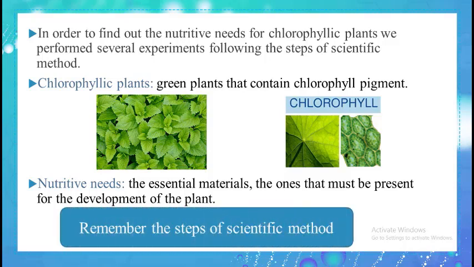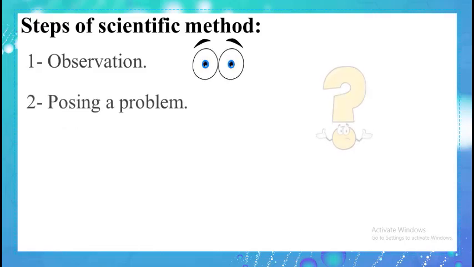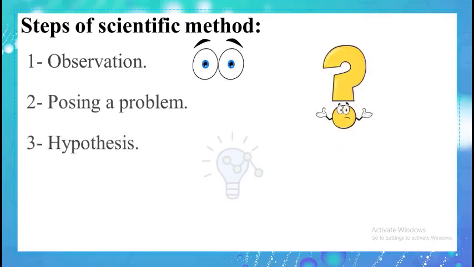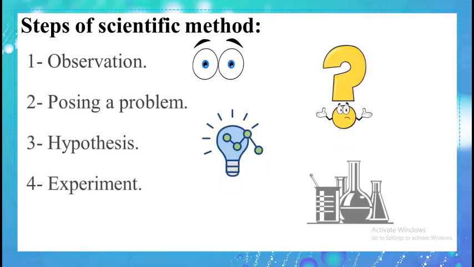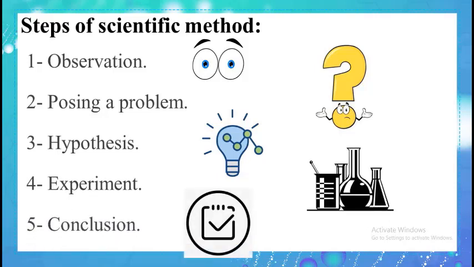Before we start, let's remember the steps of scientific method. First one, we have observation, posing a problem, hypothesis, performing an experiment, and finally reaching a conclusion.